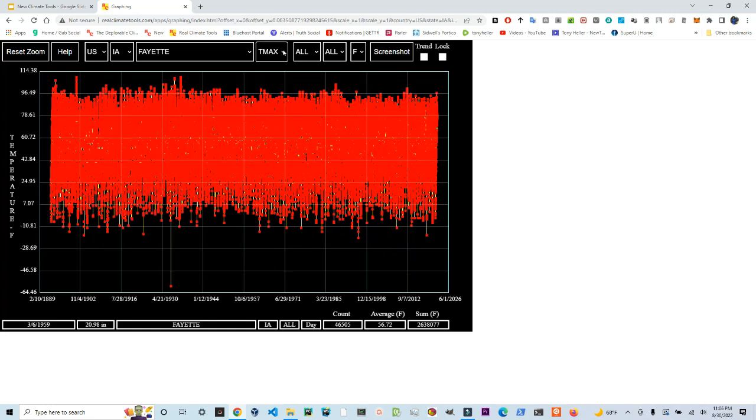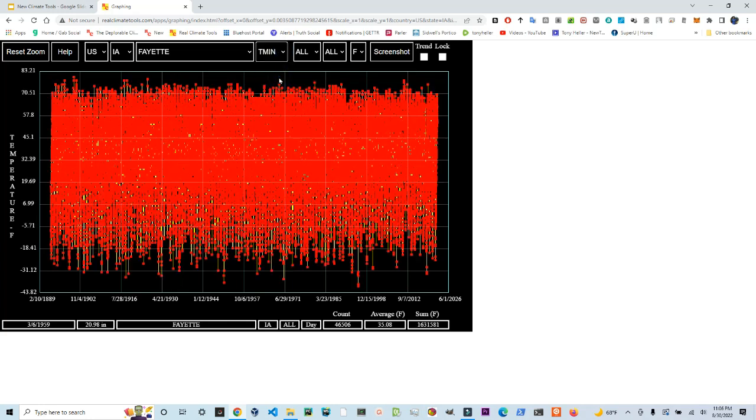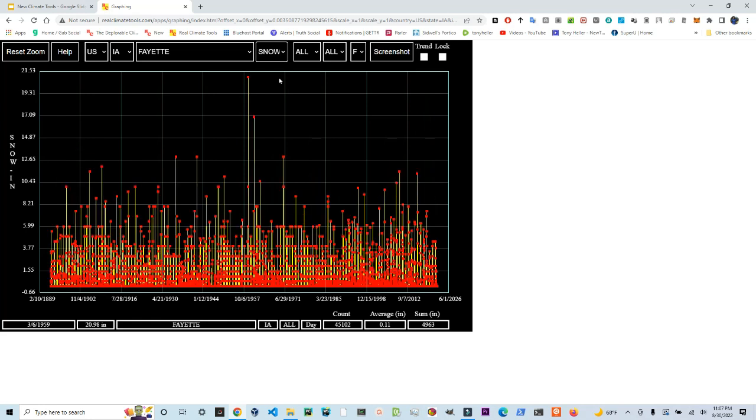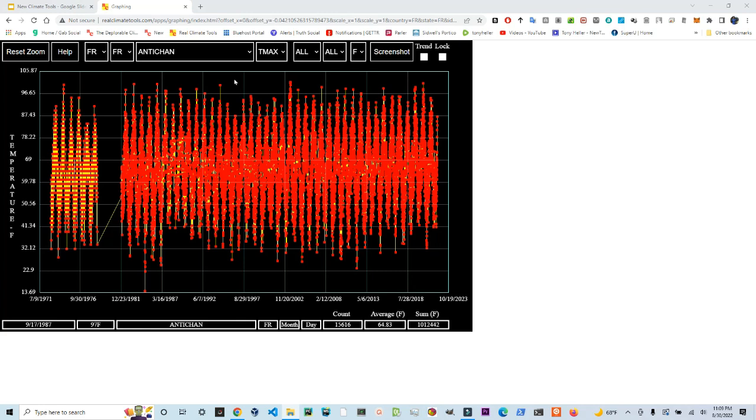There's other types of data available besides maximum temperatures. We can also look at minimum temperatures, we can look at precipitation, and we can look at snow. The snowiest day at Fayette, Iowa was March 6, 1959, when they got 21 inches. This tool provides huge amounts of data for a number of different countries, and I'll add more countries in the future. Here's some data from France.